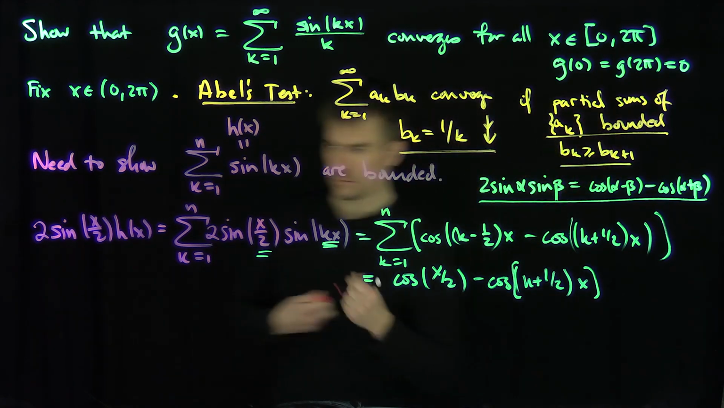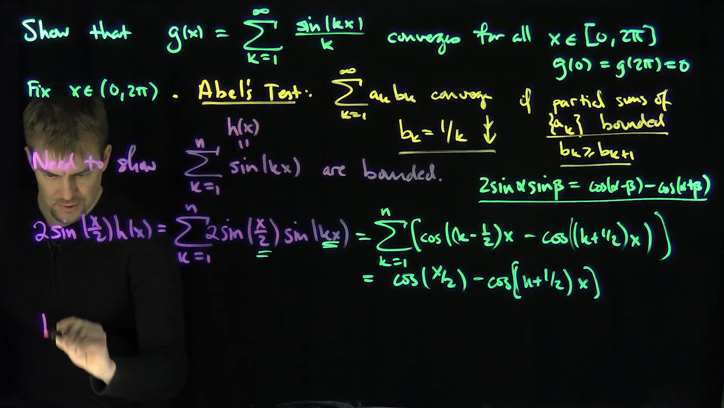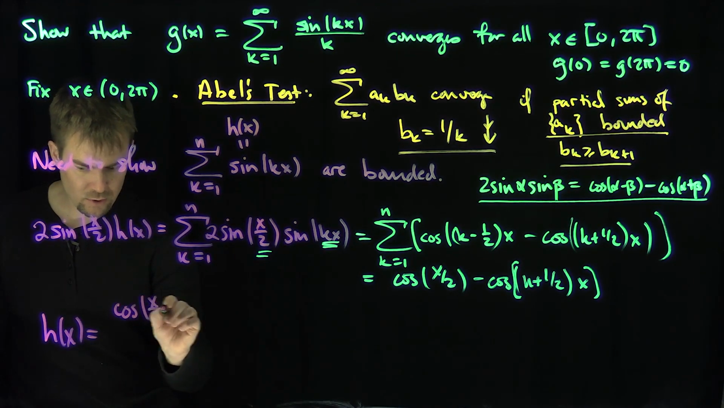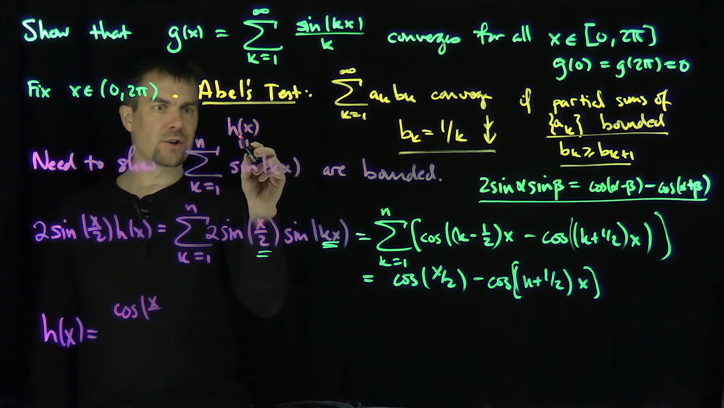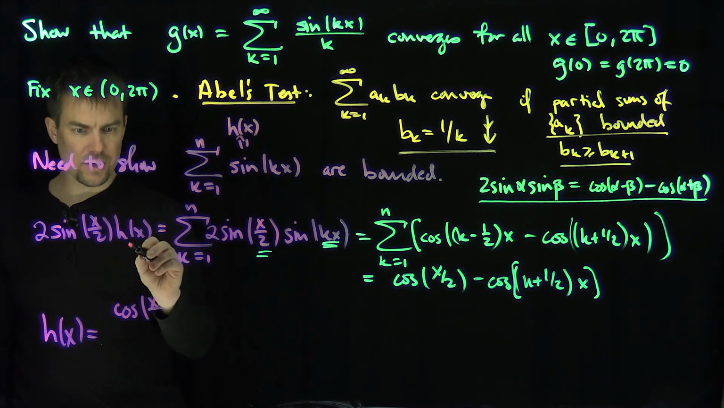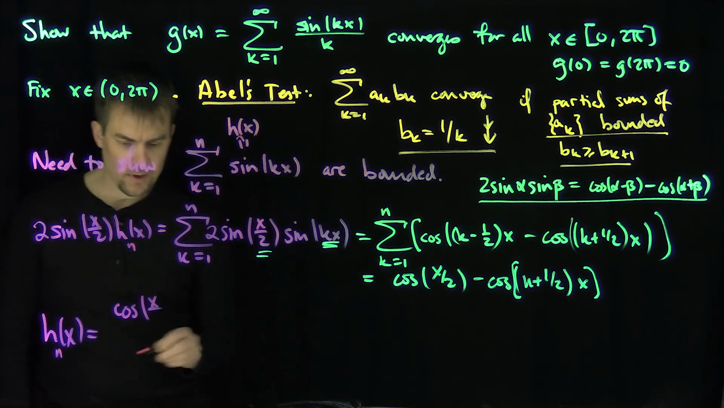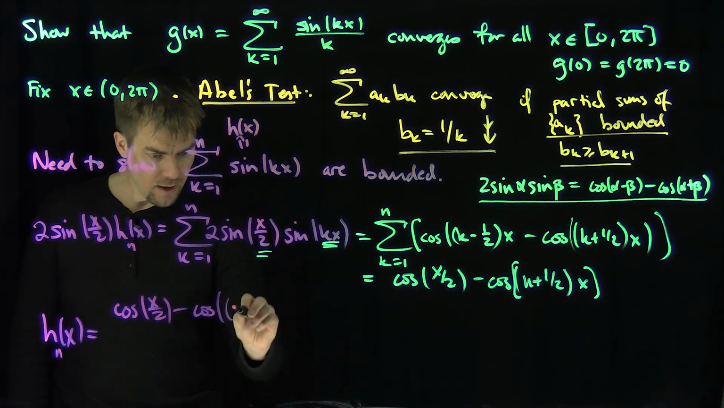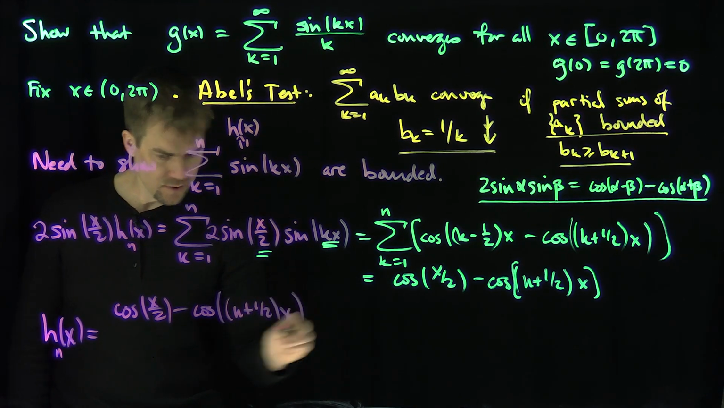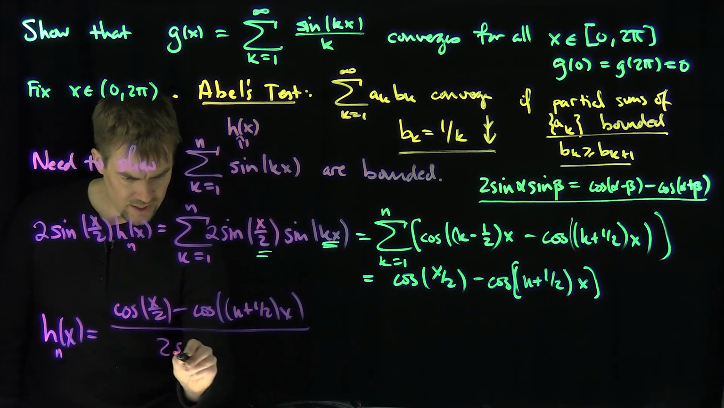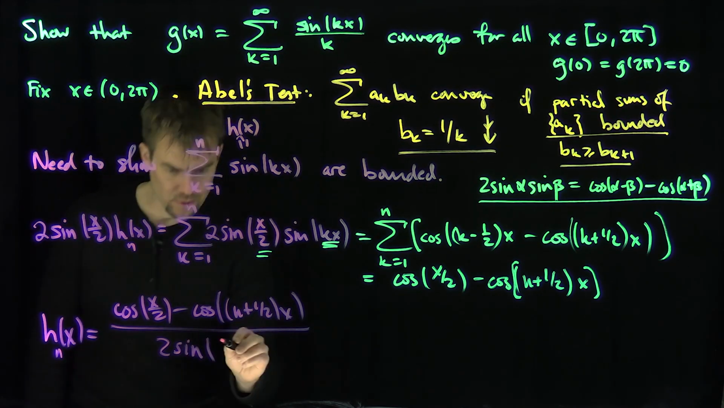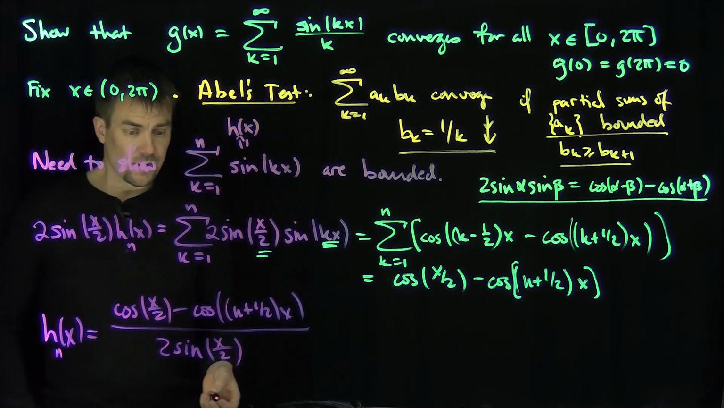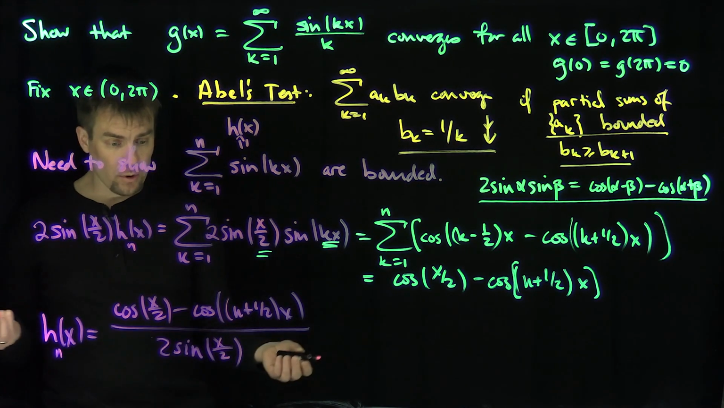We've just proven that our function h of x is really going to be the cosine of x over 2. Of course, this h of x depends on n over here, right? So that's h n of x. So these are n's, right? Cosine of x over 2 minus cosine of n plus 1/2 x, all divided by 2 times the sine of x over 2. Okay? Good?